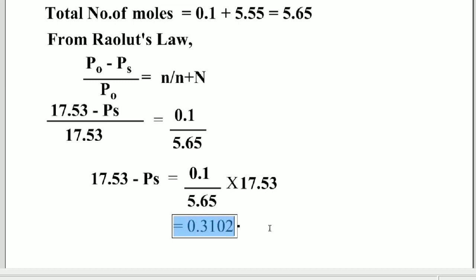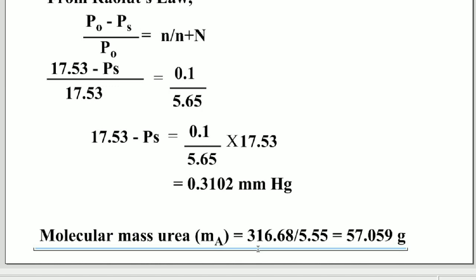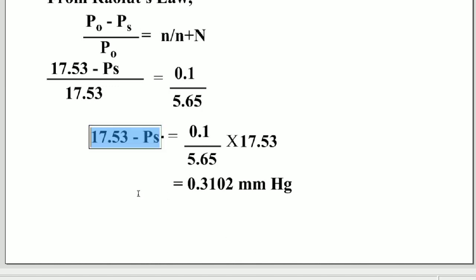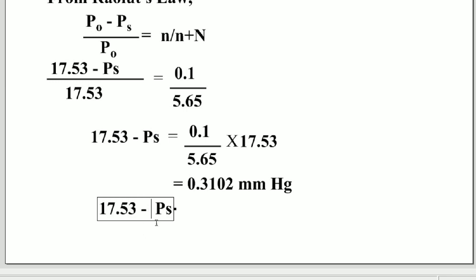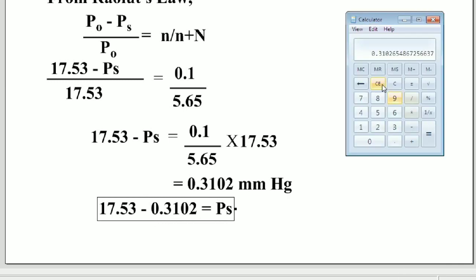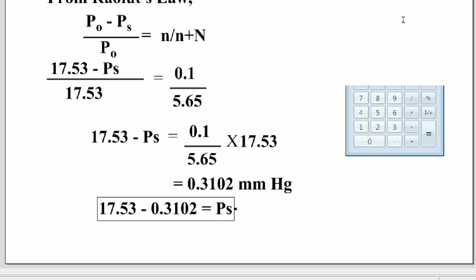So students, this 0.3102 is in mmHg, and this 0.3102 is brought to the left hand side and PS is brought to the right hand side. Now you can write like this: 17.53 minus 0.3102 is equal to PS. Therefore 17.53 minus 0.3102 is equal to 17.21.